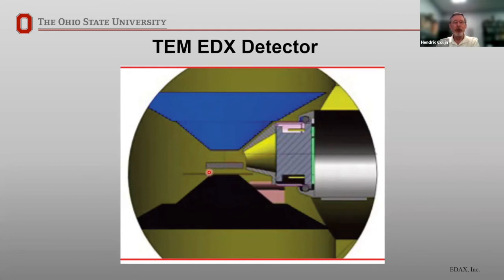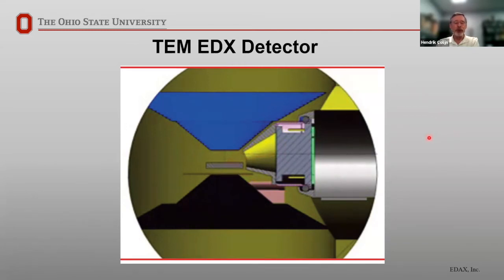So one of the things that we have to do in order to get a decent signal is tilt the sample towards the detector so that the detector can see more of the sample and you don't get shadowing from the sides of your TEM sample rod. So you are limited a little bit in that respect.